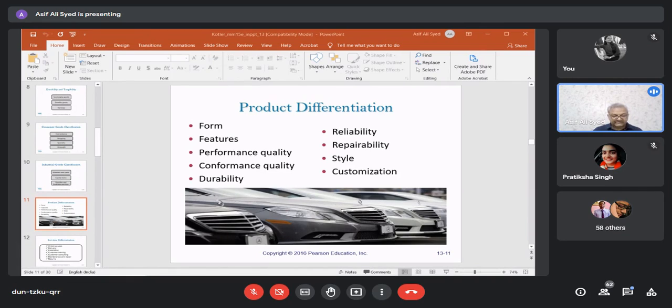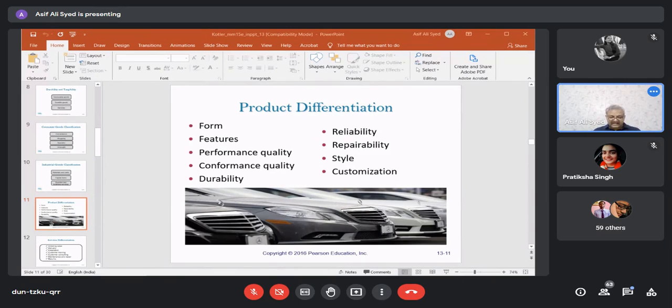A product with low conformance quality will disappoint some buyers, because it may so happen that one product does that, but the other product does not. That exactly is the aspect of conformance quality. Every product demonstrates the same level of conformance which it guarantees. So effectively, that is the difference between conformance and performance.